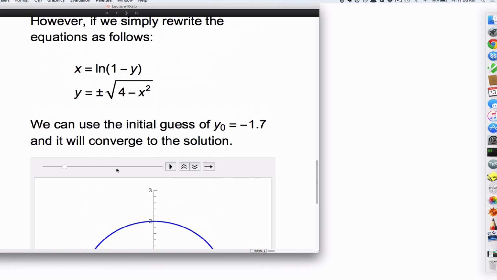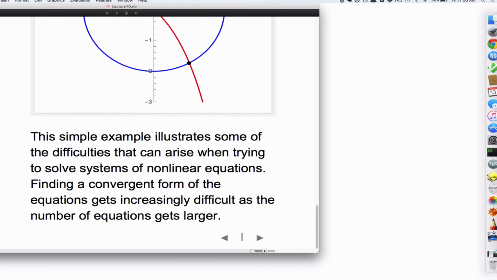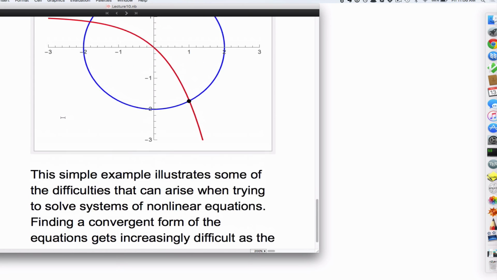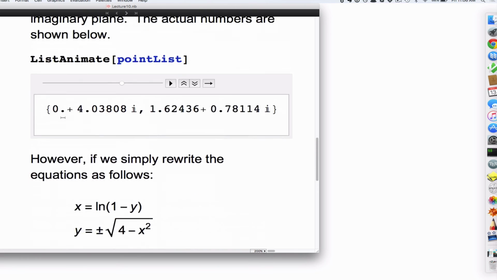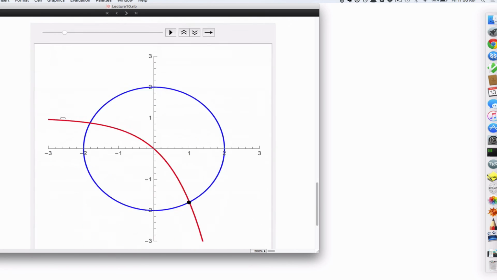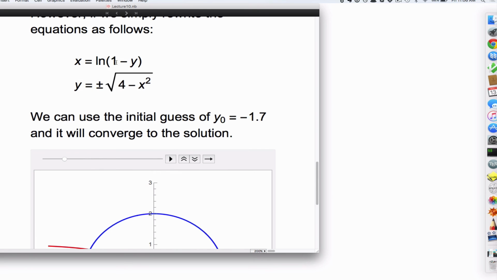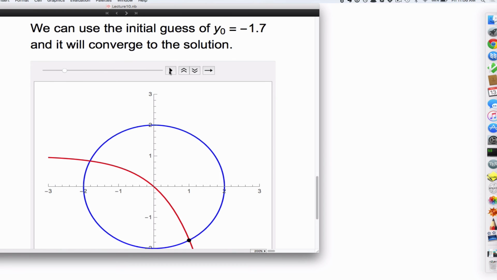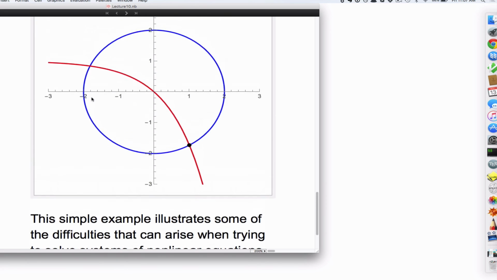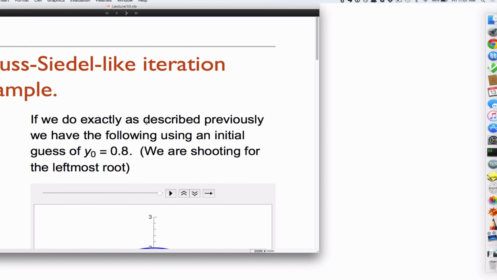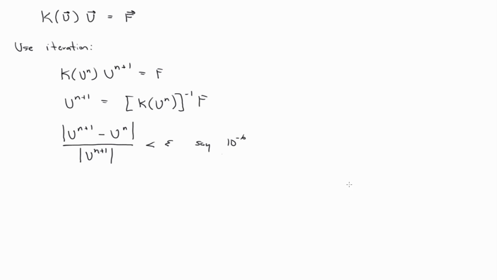I have some other comments: you can rewrite the equation. If you rewrite these equations so they're the same, but written like that, then you can use that same initial guess and get convergence. But anyway, the point is this is not a robust method for nonlinear problems. So what do we do?